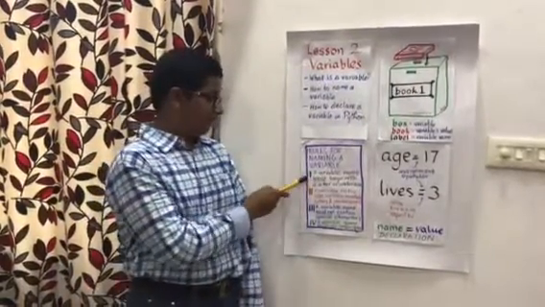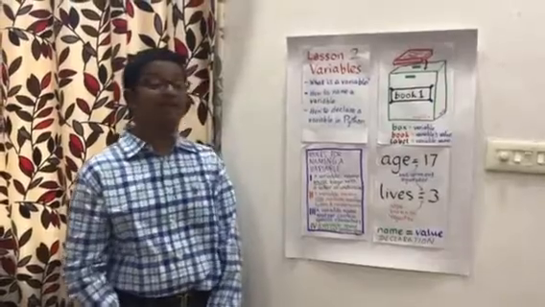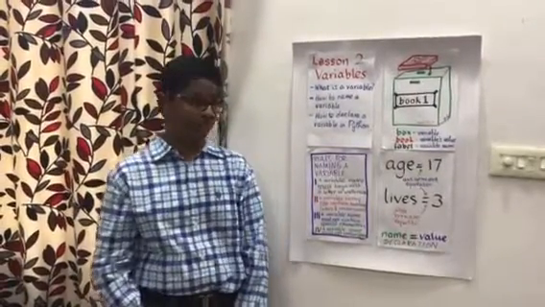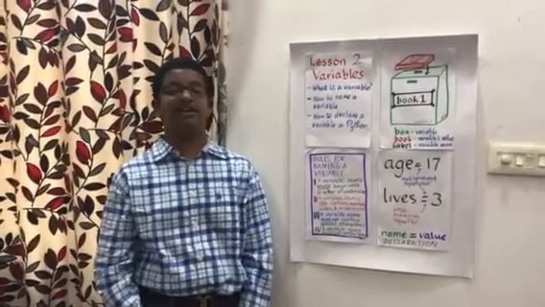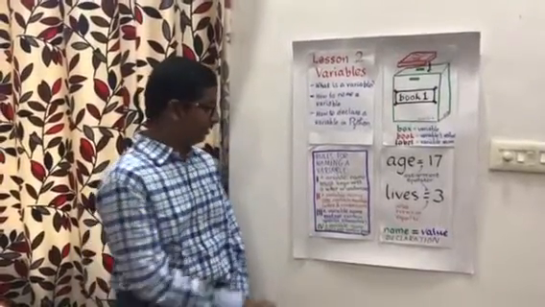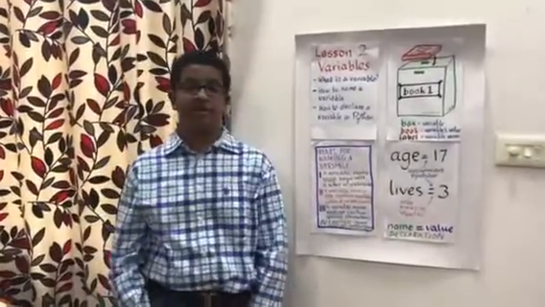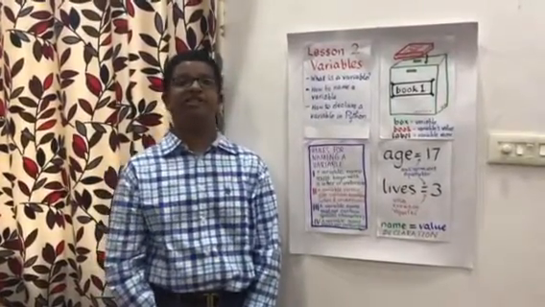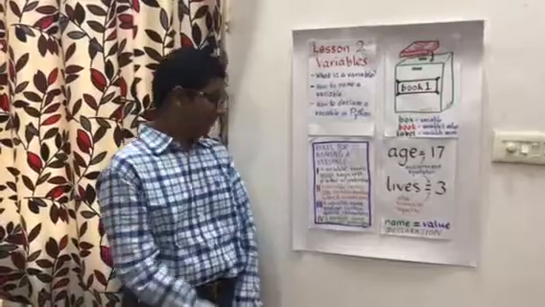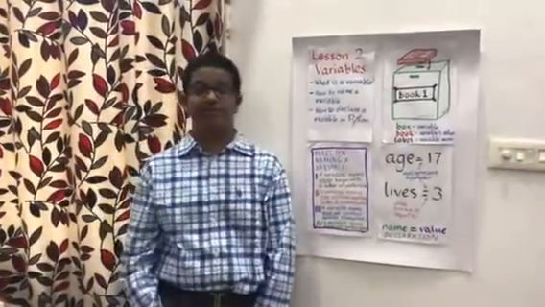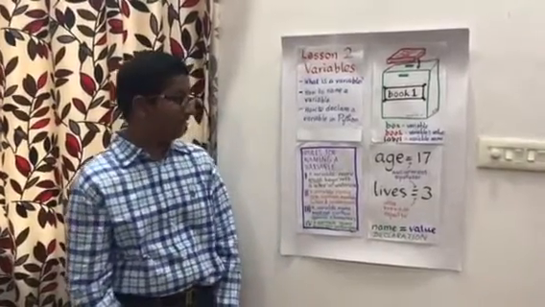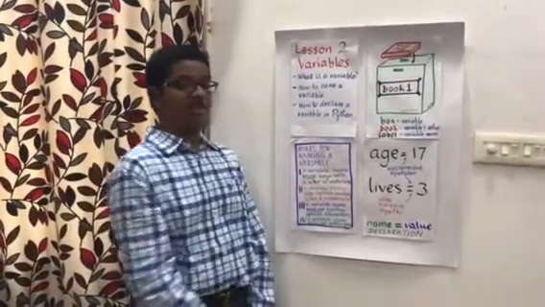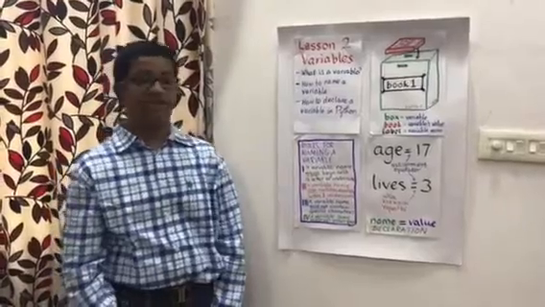There are rules to naming a variable. 1. A variable name must begin with a letter or an underscore. 2. A variable name can contain numbers, letters, and underscores. 3. A variable name must not contain any special characters except the underscore. And 4. A variable name must not contain any spaces. Use an underscore instead. Here are some examples of variables that I have written on the sheet.